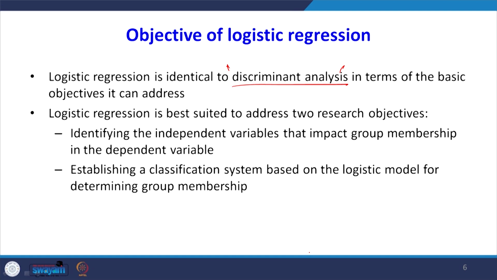So, logistic regression is identical to discriminant analysis in terms of basic objective it can address. Still we go for logistic regression. If there are two categories, we can go for discriminant analysis also, but still we prefer logistic regression because it is best suited to address two research objectives. One is identifying the independent variables that impact group membership in the dependent variable. Another one is establishing a classification system based on the logistic model for determining group membership.